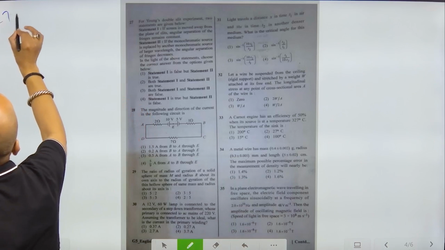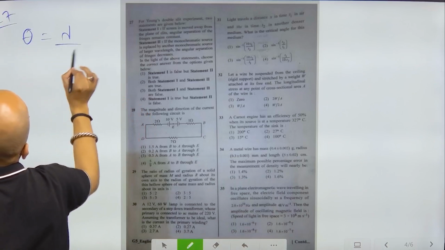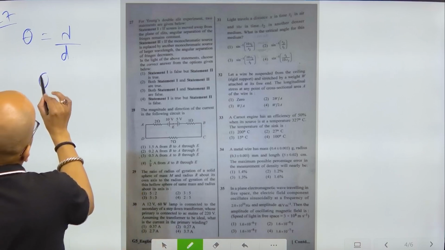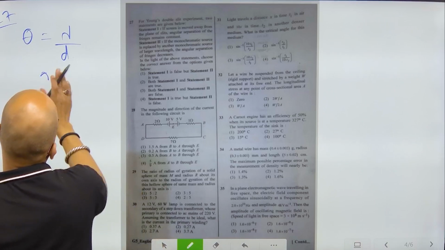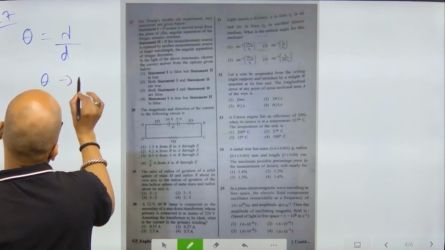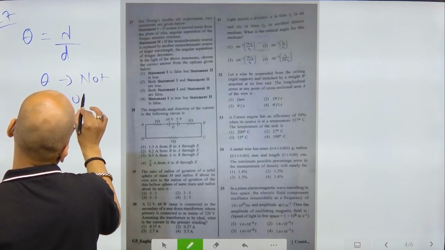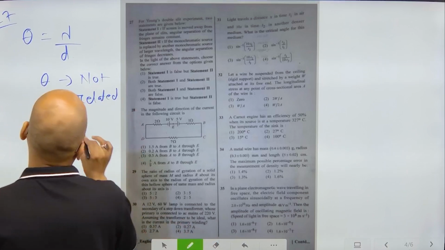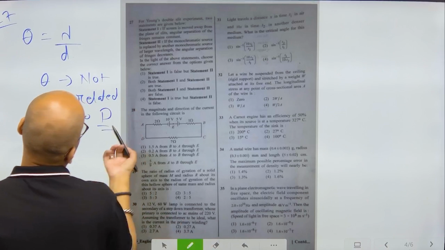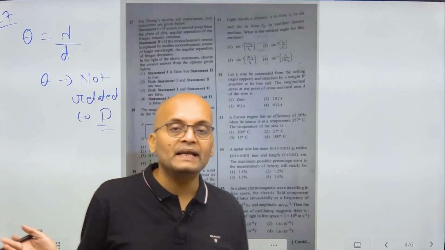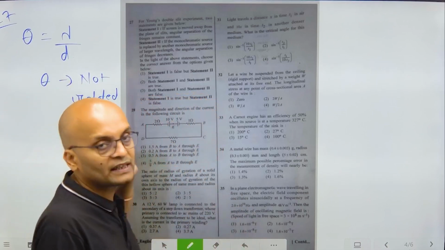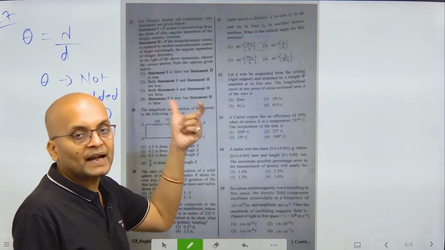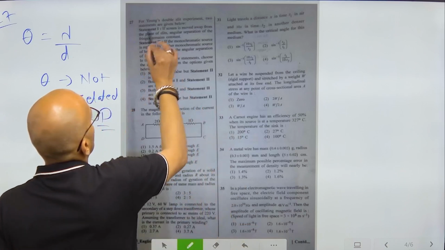Theta is equal to lambda upon small d. So the thing that we have to pay attention to is that theta is not proportional to capital D. What is the capital D? Distance of the screen, not related to capital D. So if you are moving the screen away or you are bringing it closer, angular fringe width is not going to get affected. So that's what statement 1 is saying, that angular fringe width will remain constant. So it is correct.